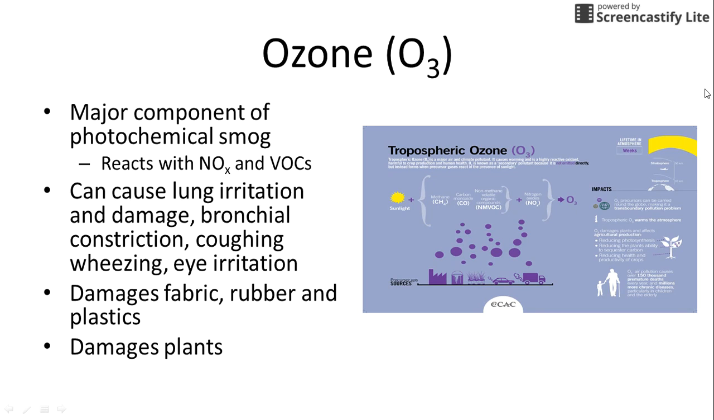And here's a little infographic about ozone and where it comes from. This will be helpful when we talk about photochemical smog, and where it is in the atmosphere and such. Remember, here we're talking about tropospheric ozone, the bad ozone, as opposed to stratospheric ozone, which is the good ozone, which we will hit on more in the future.